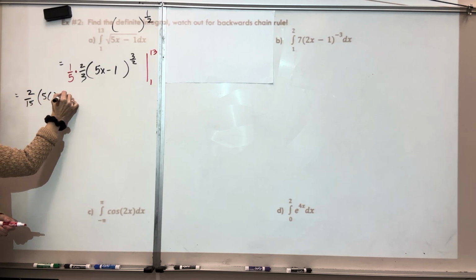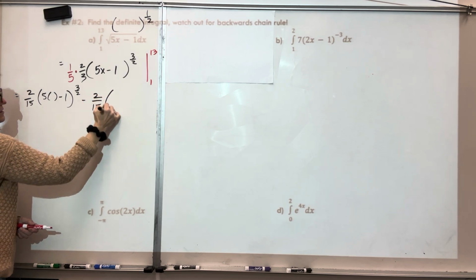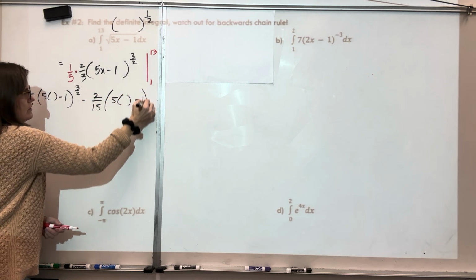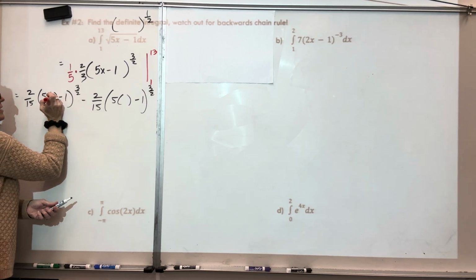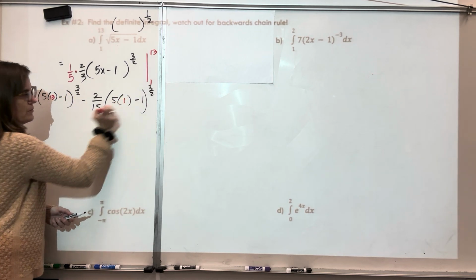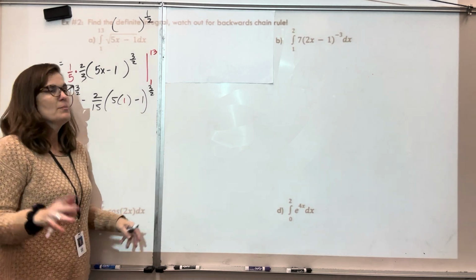5 times stuff minus 1 to the 3/2 minus 2/15. 5 times stuff minus 1 to the 3/2, plugging in 13 and plugging in 1. Right? I'm going to leave that there for now. I'm not going to worry about simplifying that. But you can check my answer here.